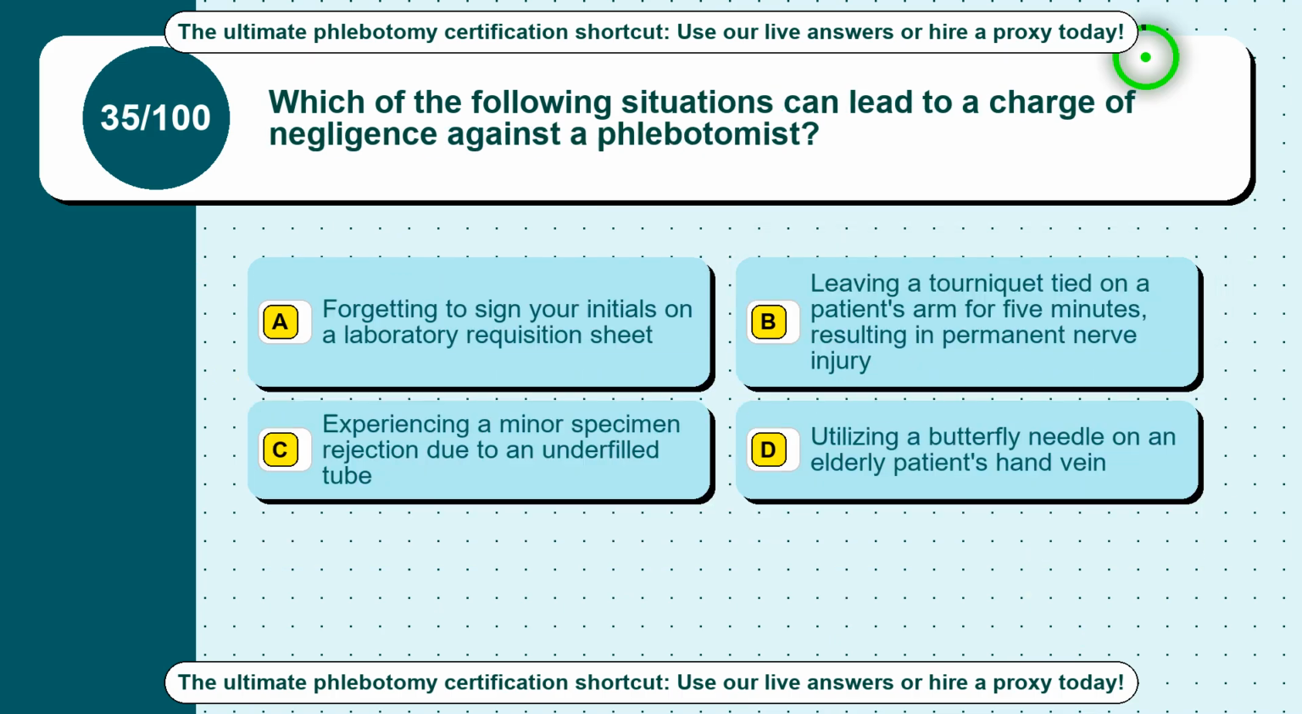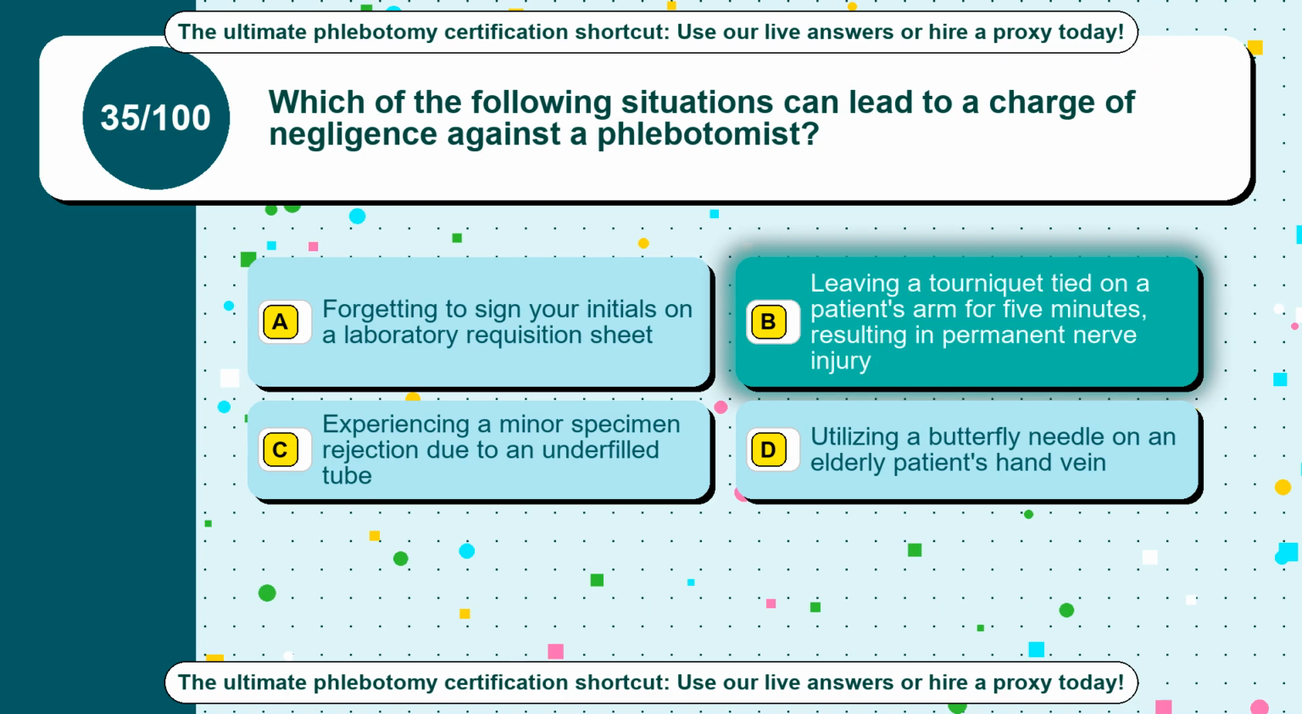Question 35. Which of the following situations can lead to a charge of negligence against a phlebotomist? Option A. Forgetting to sign your initials on a laboratory requisition sheet. Option B. Leaving a tourniquet tied on a patient's arm for 5 minutes, resulting in permanent nerve injury. Option C. Experiencing a minor specimen rejection due to an underfilled tube. Option D. Utilizing a butterfly needle on an elderly patient's hand vein.